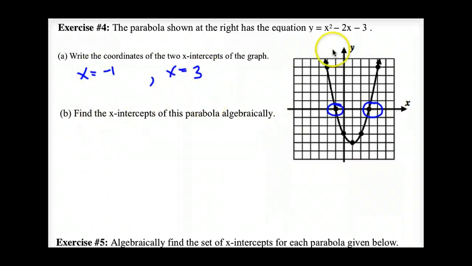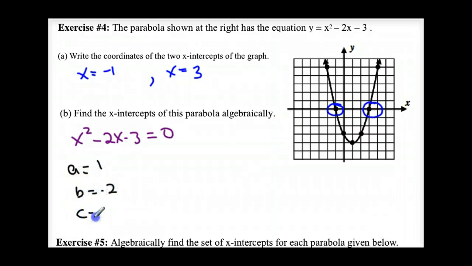How do we find this algebraically? So algebraically, all it means is similar to what we did in the previous example. I want to take x squared minus 2x minus 3 and make it equal to 0. And again, this is a quadratic, so I need to factor it. My a is 1, b is -2, c is -3. Factor this out, I get -3 on the top and -2 on the bottom.